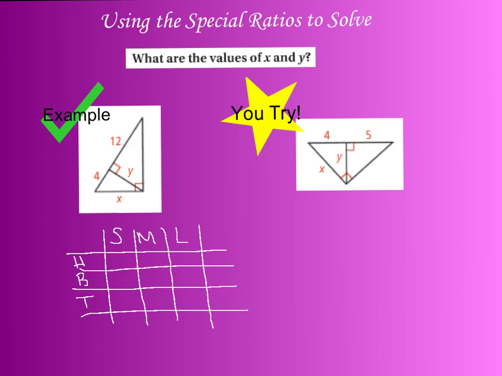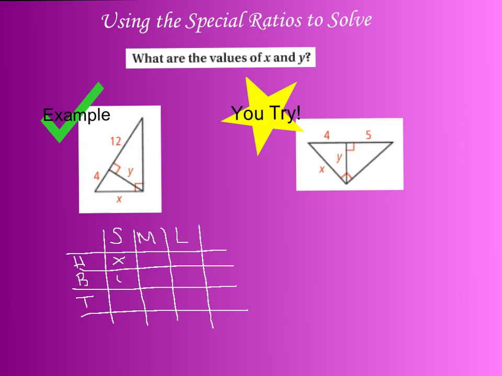So I'm going to look at each triangle on its own and fill in this chart. So I'm going to focus in on the small triangle. Here's my small triangle. My hypotenuse, remember, is the side across from my 90-degree angle. So here's my 90-degree angle, which means my hypotenuse is x. So in my chart, hypotenuse, x. Now I also know that in that triangle, my big side, this one here, is y, and my tiny side is 4.